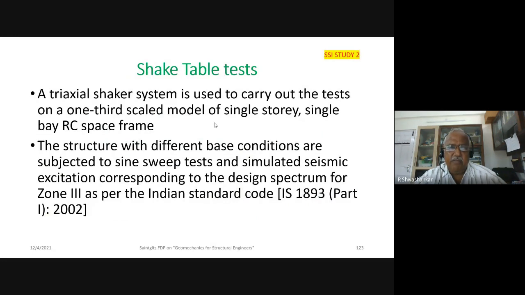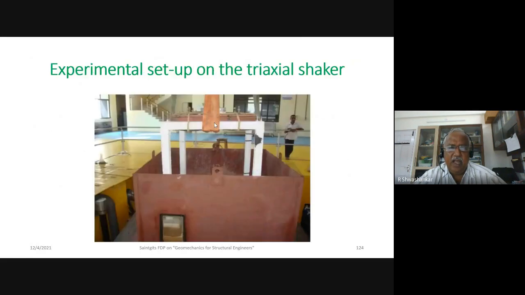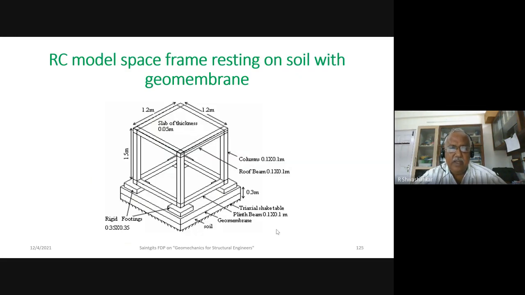I will just give the very basic study we did, and we had a shake on the shake table. We had the soil box, and in that sands of different densities were put, and we also used a geosynthetic as a base isolation, as a slip layer, and we tried to study the natural frequency of the soil foundation structure system. So this is the model, which is a 1/3 model of the actual size.